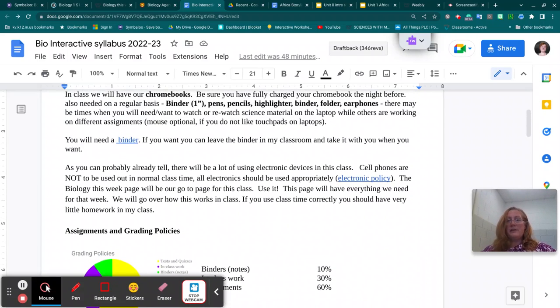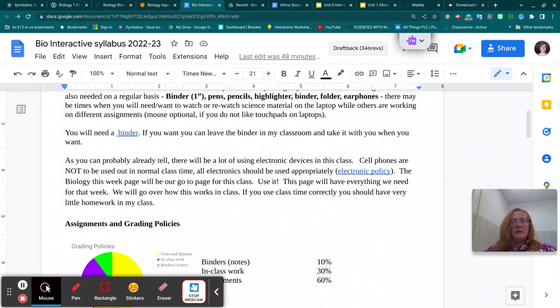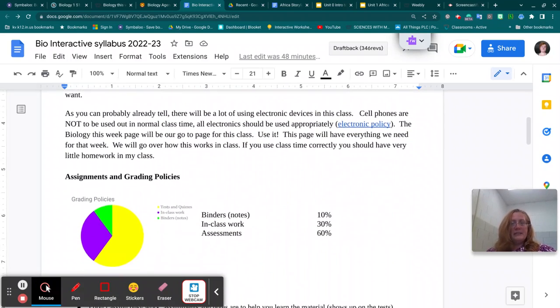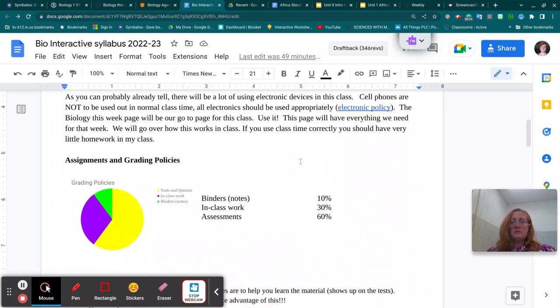Earbuds are very useful in case you need to watch or rewatch material during time when other people are doing other things. So make sure that you read the materials you need, check and see if you have them around the house already. Cell phones are not to be used on a regular basis. There may be times when it's useful to have your cell phones, maybe some work time when you can listen to music, but they are not going to be used on a regular basis in the class. And if you are using it inappropriately, your cell phone will be sent to the office. So make sure you take time to read the electronic policy and use your cell phone correctly.